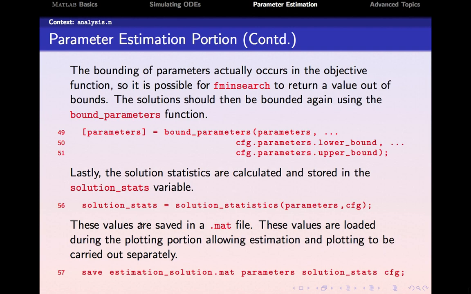Next, we save all this information. We save the estimation solution into the estimation solution.mat file. We're going to save the parameters, the solution statistics, and I also like to save this cfg file, so that if I have questions about the analysis that I ran, it's all stored in that cfg file as well.